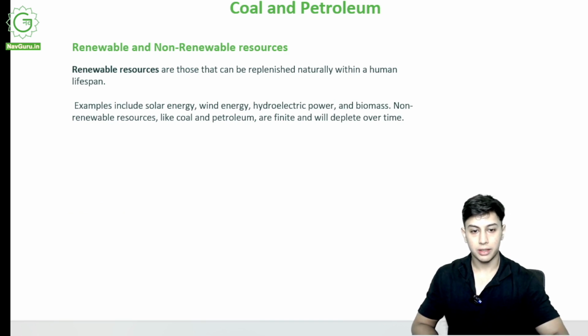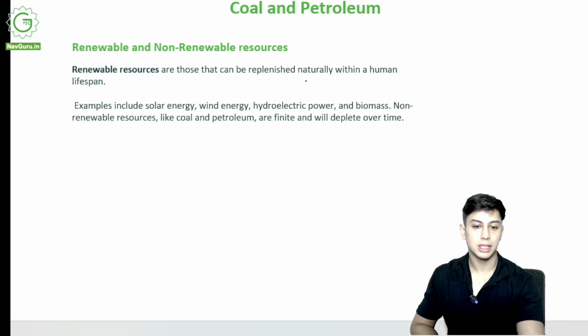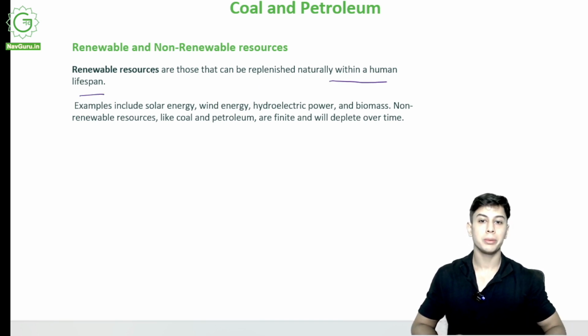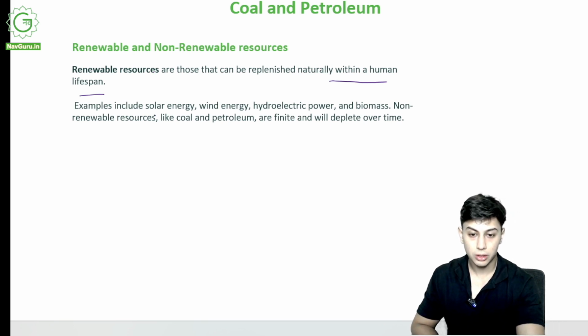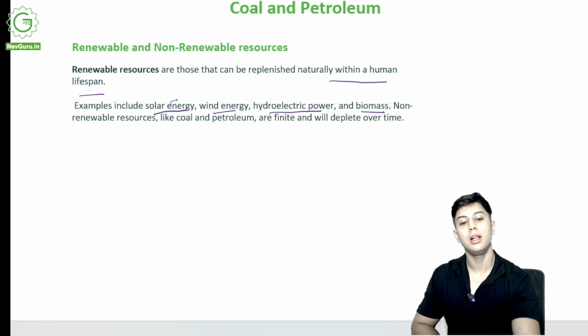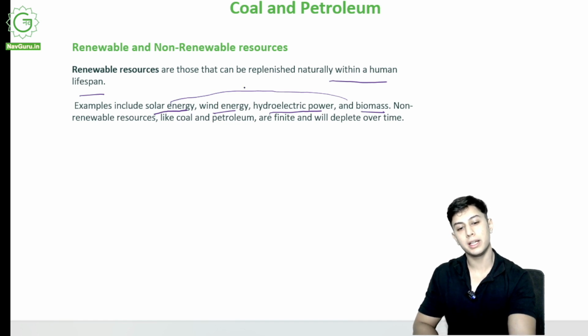Renewable and non-renewable resources, I have told you. Renewable resources are those that can be replenished naturally within a human lifespan. So maybe not today, maybe not tomorrow, but a year from now that resource will be renewed. It is still considered renewable. Non-renewable resources will take a lot of years, more than my lifetime, your lifetime. If I consume some coal today, that will take many years to form again. Examples of renewable resources include solar energy, wind energy, hydroelectric energy, biomass. These are all renewable resources. They are abundant in nature and I can get them again and again.